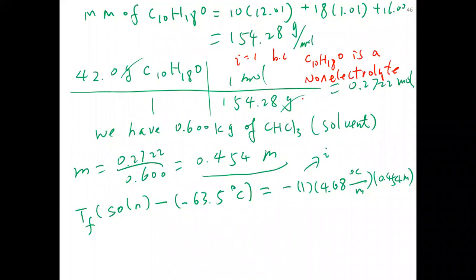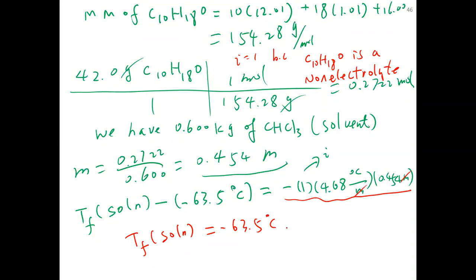Now what you do, just solve this. And you can see this, if you're subtracting and adding, so TF solution equals negative 63.5 degrees Celsius, then these few numbers together, the MM cancel out, negative 2.12 Celsius. So all together we get negative 65.62 Celsius. So that's our answer.